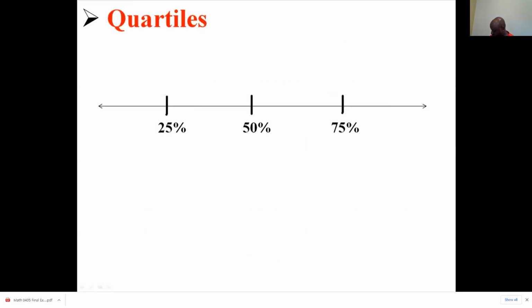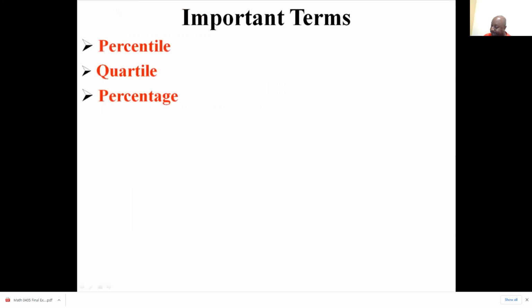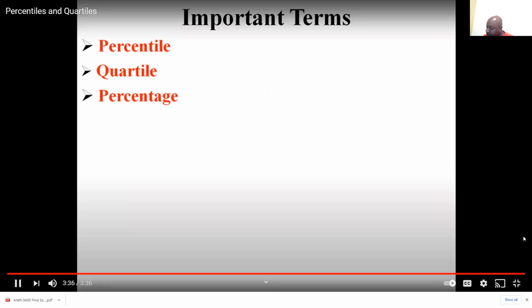Now, one more quick thing, quartiles is pretty simple. Imagine you have your data organized into a line like this. 25% represents the first quartile, 50% represents the second quartile, and 75% represents the third quartile. So if anyone is talking about quartiles, that's really what they're talking about. They're just talking about these 3 different percentile rankings. And that's it for this lecture. Understand what percentiles are, what quartiles are, and what percentages are.